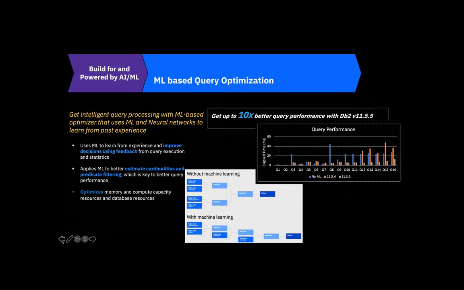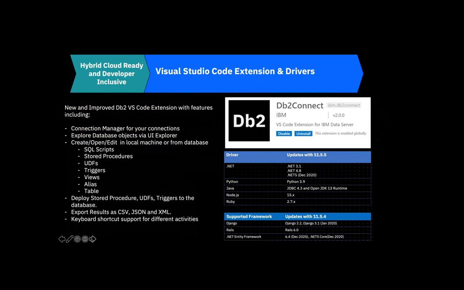Now, another big topic that has been vibrant in our industry is all around hybrid cloud and developer inclusivity. Long gone are the days where Java and C were the developer languages. Long gone are the days where CLI or JDBC or ODBC were the only ways of interacting with Db2. We have seen an explosion of various languages like Python, Ruby, Node.js, and frameworks like Django, Rails, or .NET. With that in mind, we have been seriously investing in creating the best experience for the developers that want to work with the native language of their choice and work with Db2.